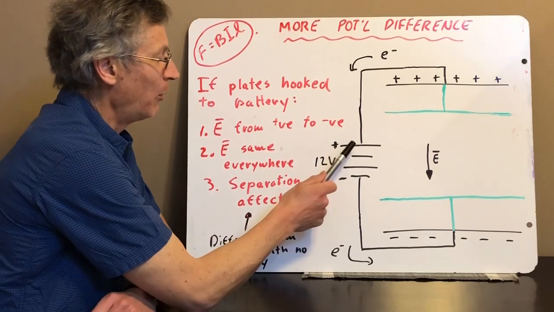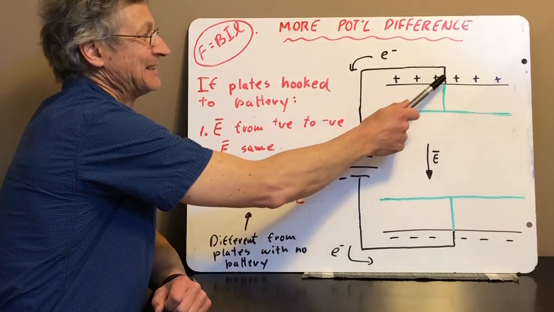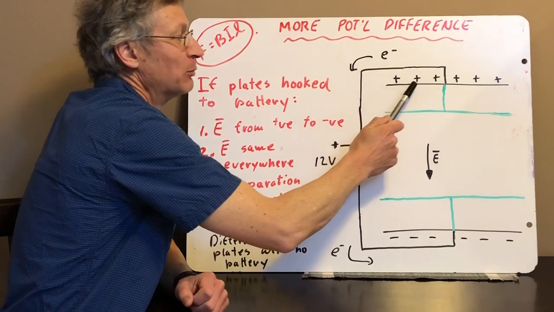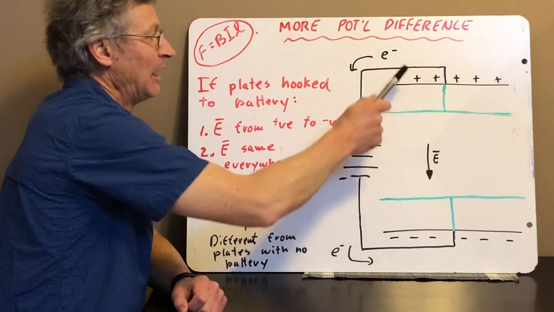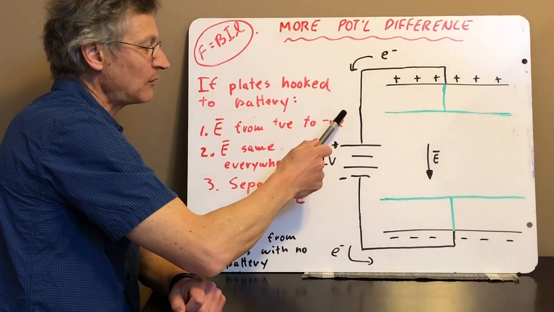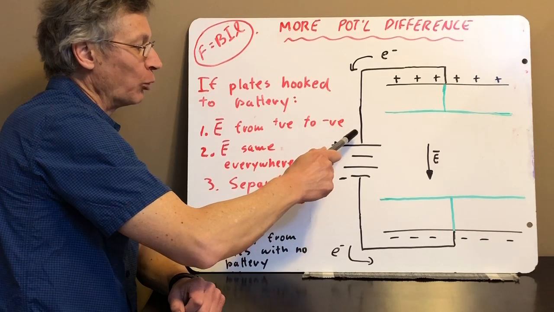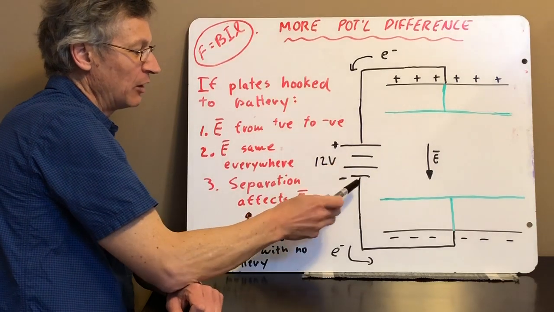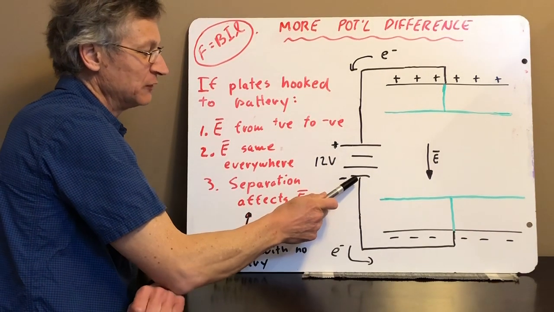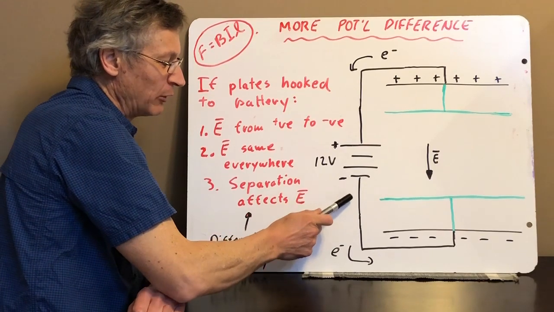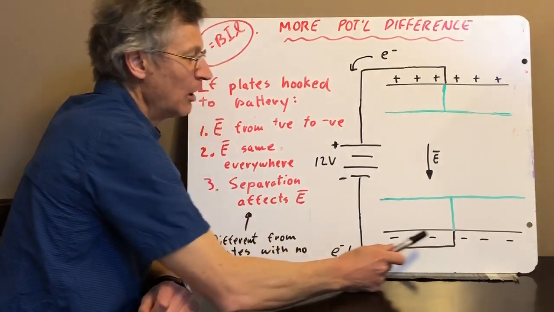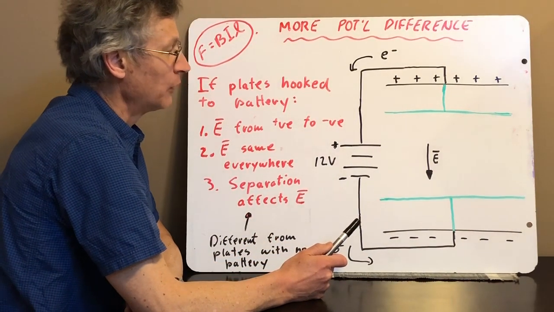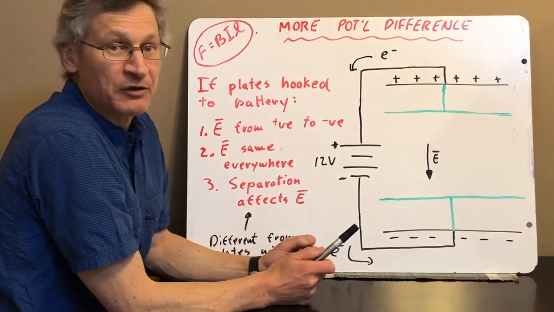And of course, the positive terminal of the battery attracts negatives off the top plate, leaves a bunch of lonely protons, a bunch of positive charges in the top plate, and it takes these electrons and does work on them from here to here. And once they get to here, the negative concentration of charge on the negative terminal of the battery repels these electrons onto the bottom plate. Okay.